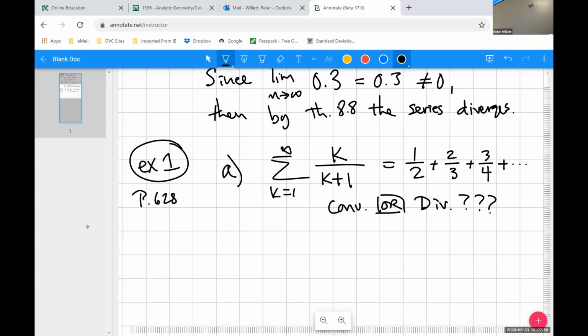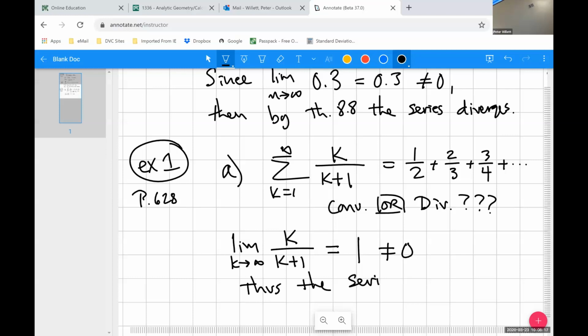So in this case, we could take the limit as k goes to infinity of what the terms are themselves, which is k over k plus 1. And we've done this limit before, and the limit of this is 1, which is not 0. Thus, we can conclude that the series diverges by the divergence test, which is Theorem 8.8.